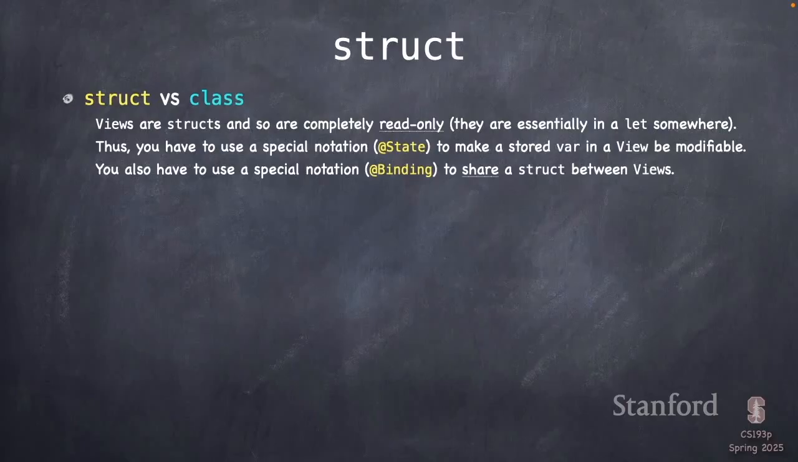And similarly with this @Binding, actually what @Binding does is it creates a little struct called a binding that has computed properties for setting and getting the value that it's bound to. So you have these two views. The one that's got the @Binding in it is accessing it through this binding struct that has computed properties to go back to the @State in the other view.